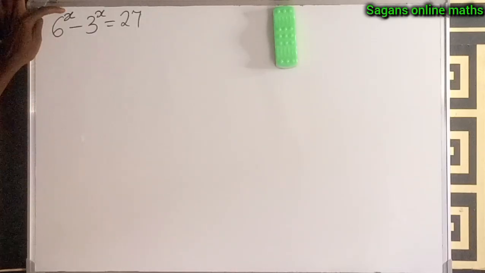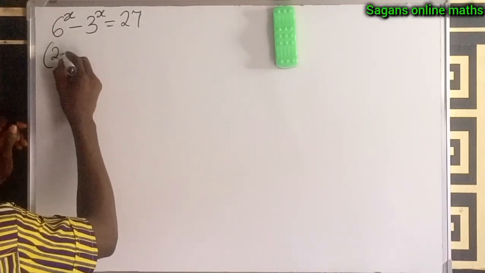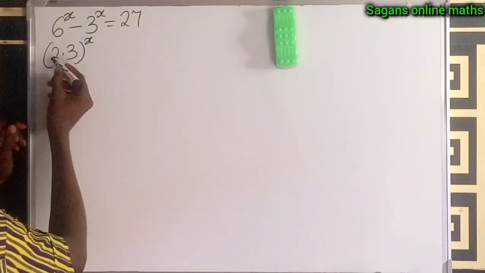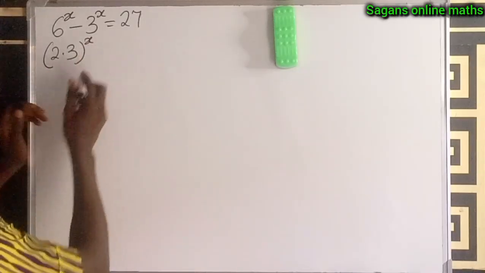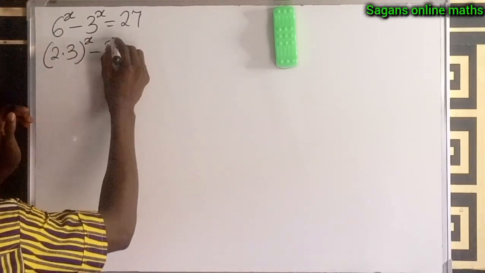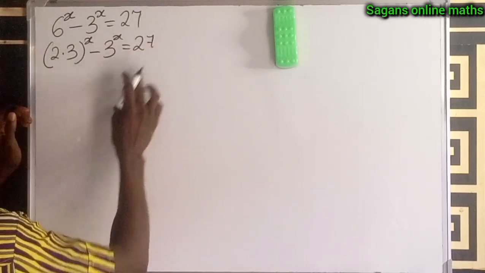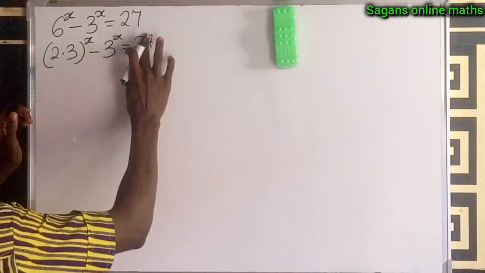But the power here is x. So I'm not wrong in any way if I decide to write this as 2 multiplied by 3, all to the power of x, because I know that 2 times 3 is 6, and the 6 is to the power of x. Then minus 3 to the power of x equals 27. Okay?